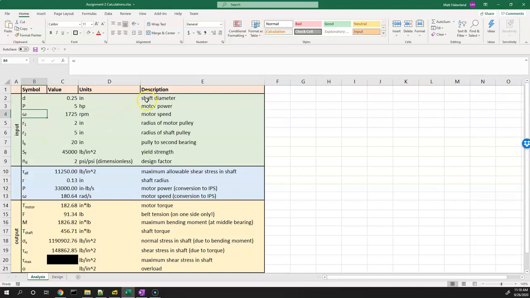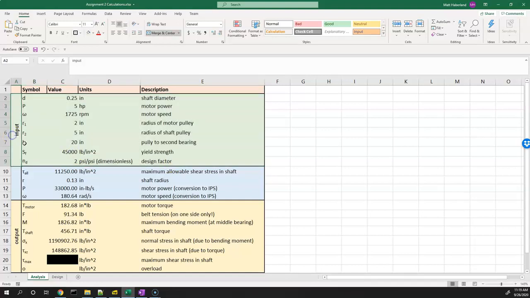The description specifies what quantity the symbol represents. So D is the shaft diameter. And then in Excel, everything needs to have numbers, so we've got values and units for everything. So at the top of my spreadsheet is everything that I already know, the things that I'm given about the problem.